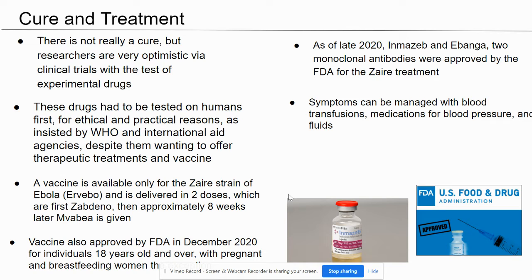The available vaccine is only for the Zaire strain and is delivered in two doses. First Zabdeno, and then approximately 8 weeks later, Mvabea is also given. The FDA in late 2020 approved the vaccine for individuals 18 years and over, with pregnant and breastfeeding women the exception. Also two antibodies were approved, Inmazeb and Ebanga.